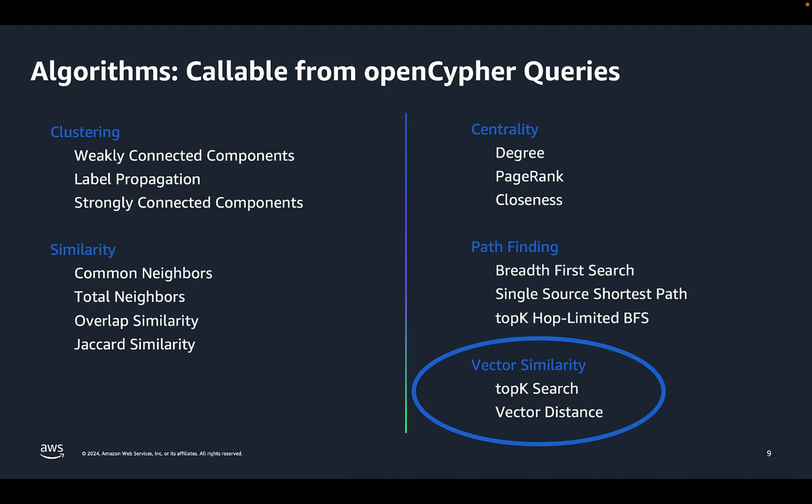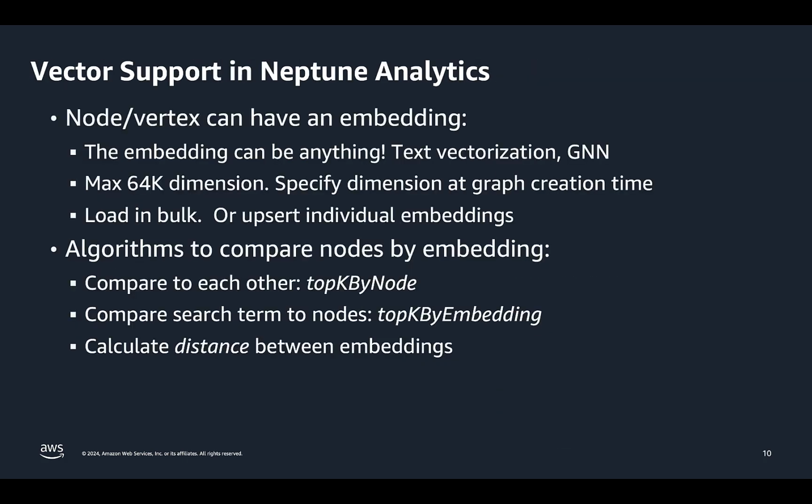And here is a summary of the algorithms that are available within Neptune Analytics. So there are algorithms for clustering, similarity, centrality, and pathfinding. They're not our focus today, but I encourage you to go check these out. But we'll be talking about vector similarity, and in particular there are top K and vector distance searches provided. So let's discuss how Neptune Analytics supports vectors.